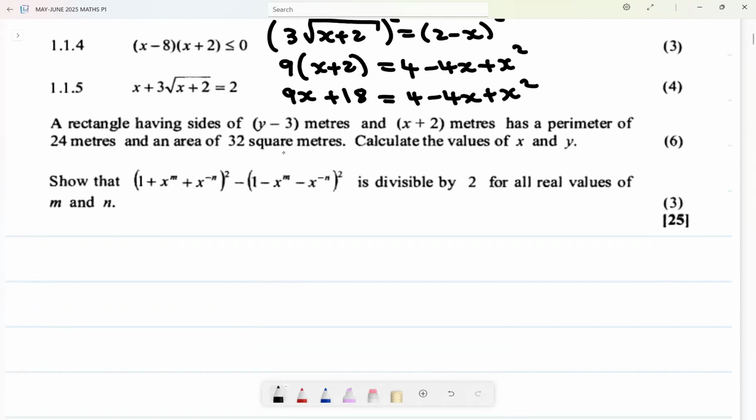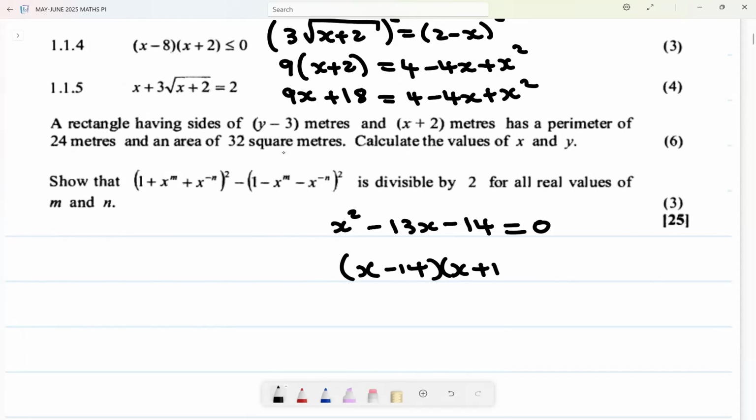Then take everything to the side with more x squared. So I'm going to have x squared, negative 4 minus 9, it is negative 13x. 4 minus 18 is minus 14, is equal to 0. Okay. And then factors of 14 such a way that when I subtract them, they give me 13. So it's going to be 14 and 1. x minus 14, x plus 1 is equal to 0. And then I'm going to have x equal to 14, or x equal to -1.